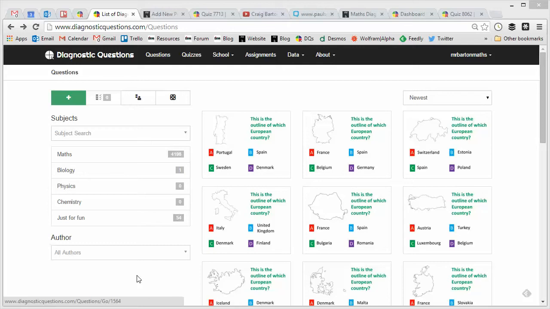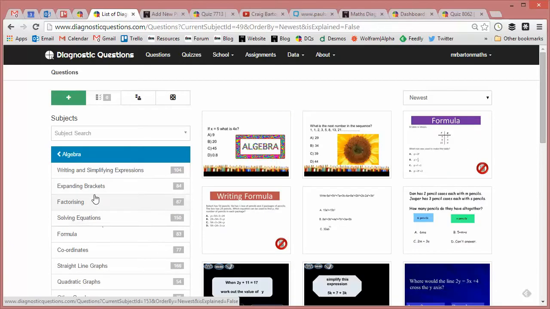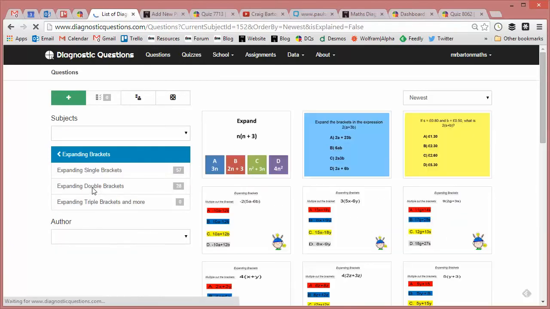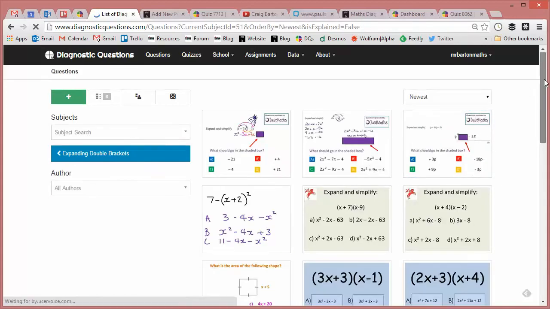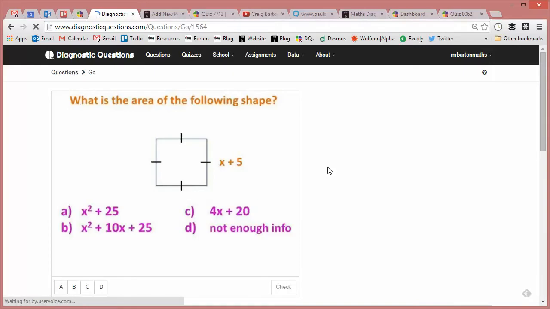So first let's find that question. I'm just on the questions page and I'm going to go into maths and then take a look at algebra, and then I think I'll go for expanding brackets, and then I fancy a bit of expanding double brackets. There's loads of questions available, but the one I've got my eye on is this classic here. What is the area of the following shape?